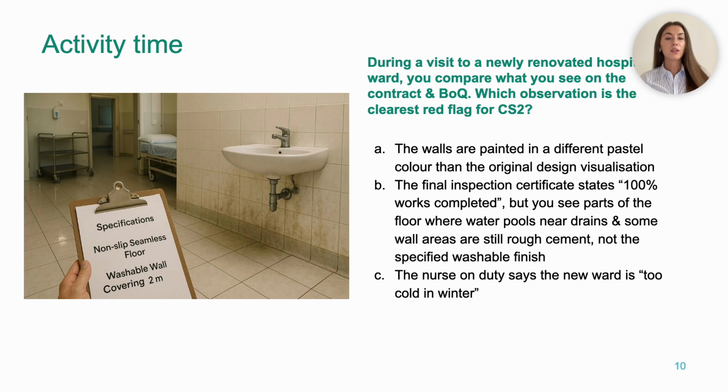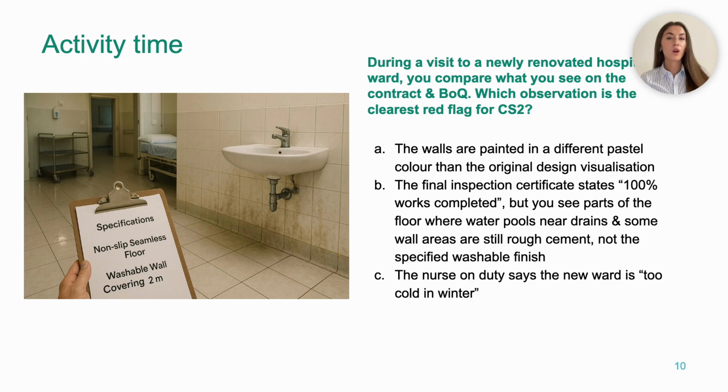Now taking a look at another activity, we take exactly the same corruption scheme 2 logic but into a much more sensitive setting, a hospital ward. Looking at what this question describes, on paper we've seen that a final inspection certificate says 100% works completed. The contract and bill of quantities specify things like washable wall finishes and proper floor drainage, which are critical for infection control and cleaning. But on site you still see rough cement on wall areas and water pooling on the floor, barely draining instead of draining away.